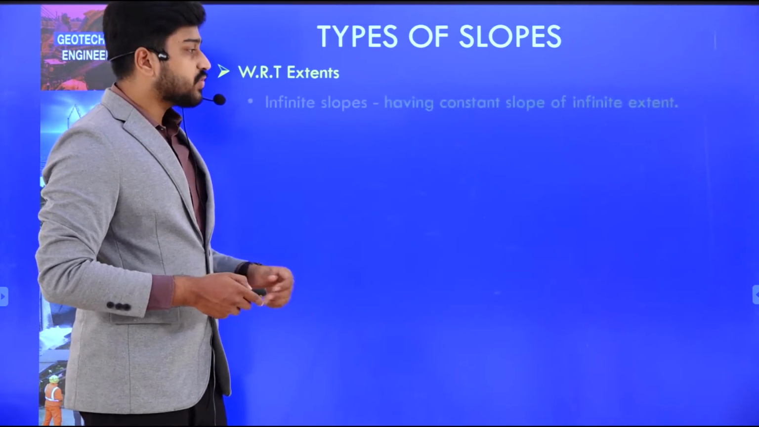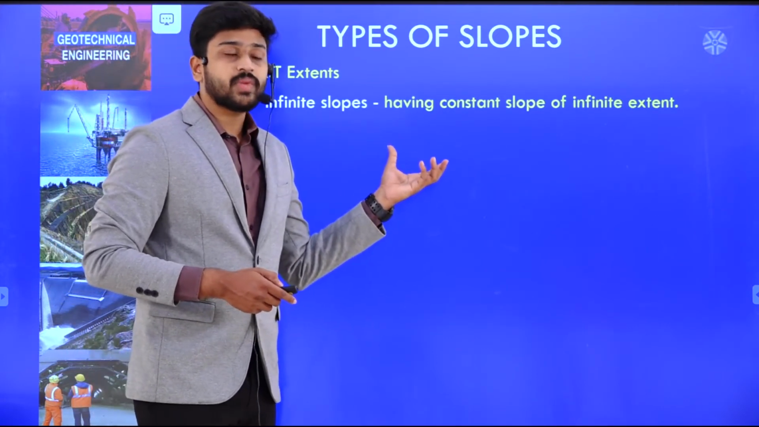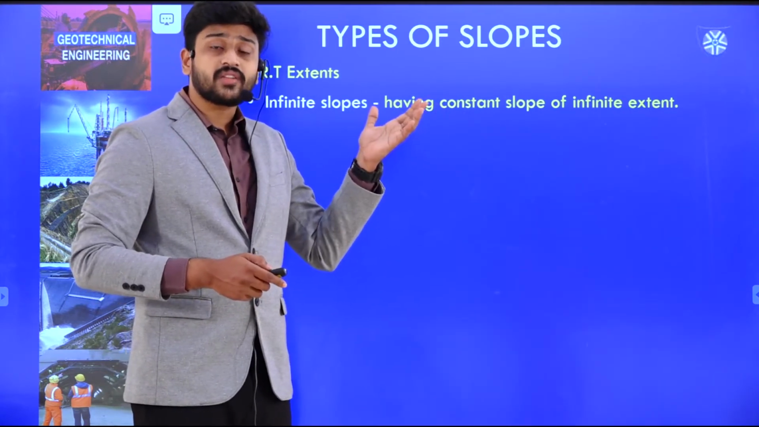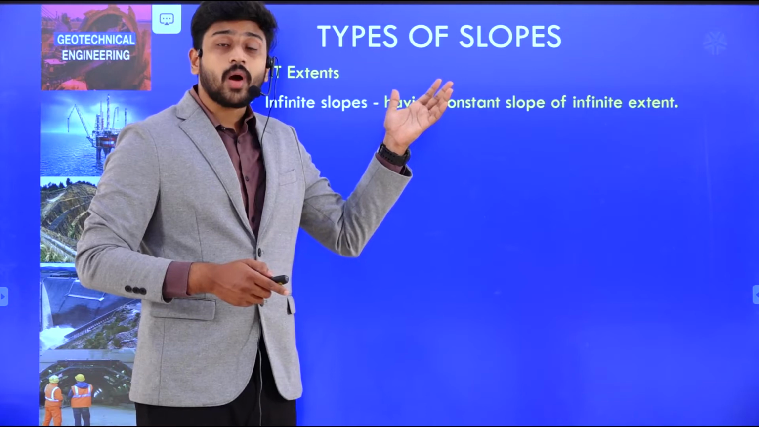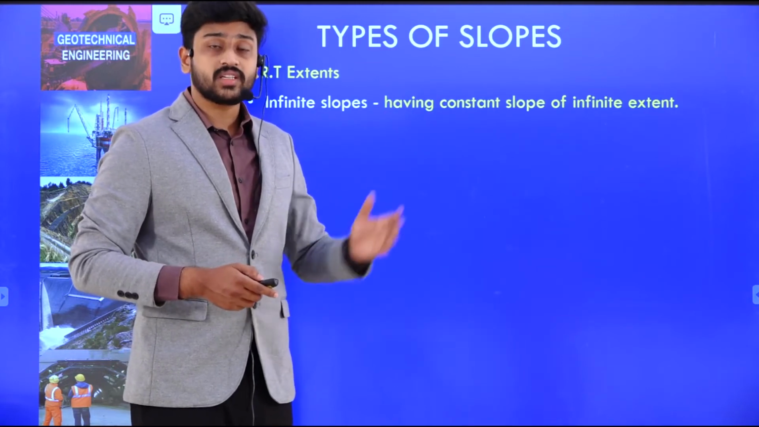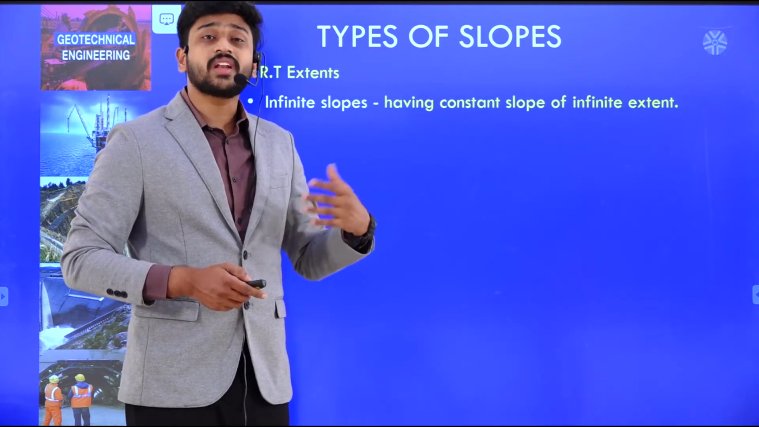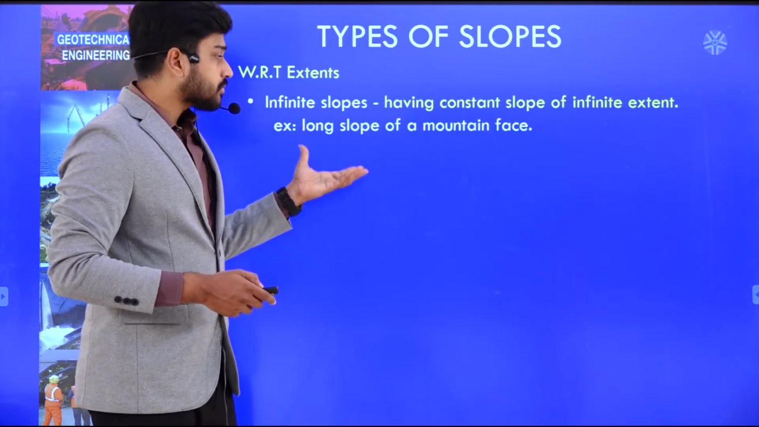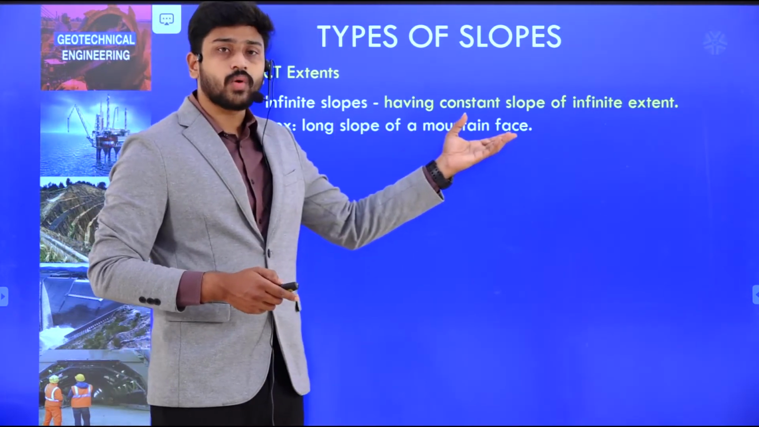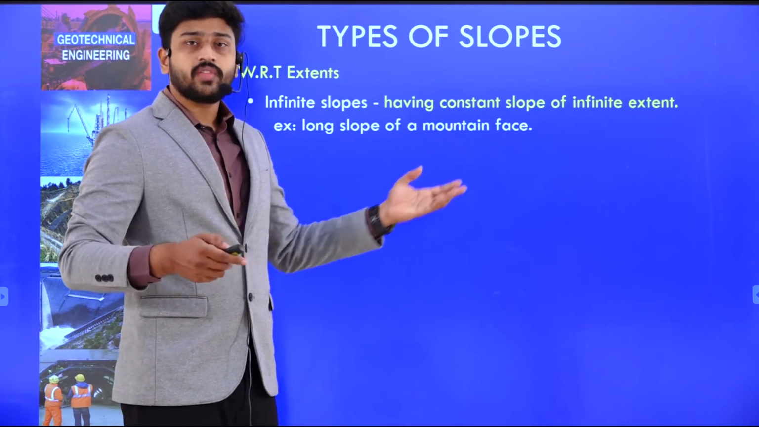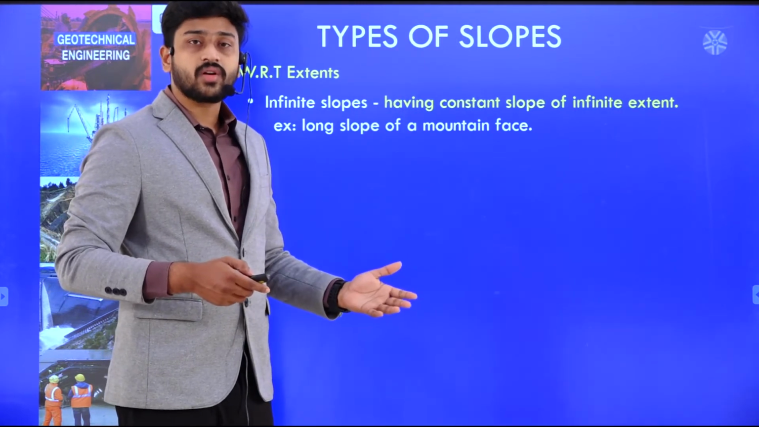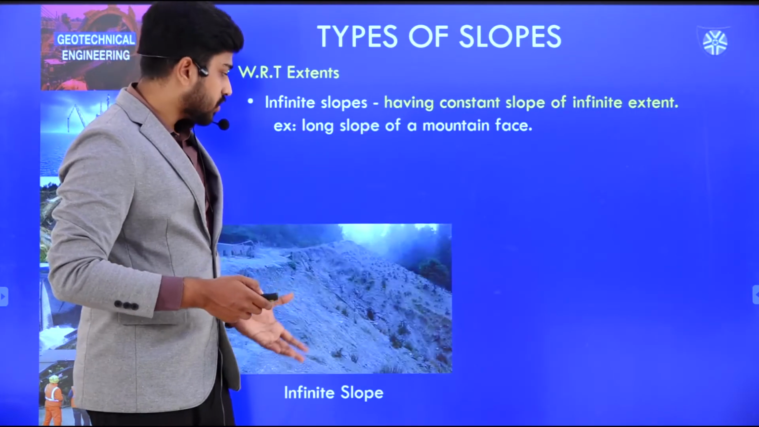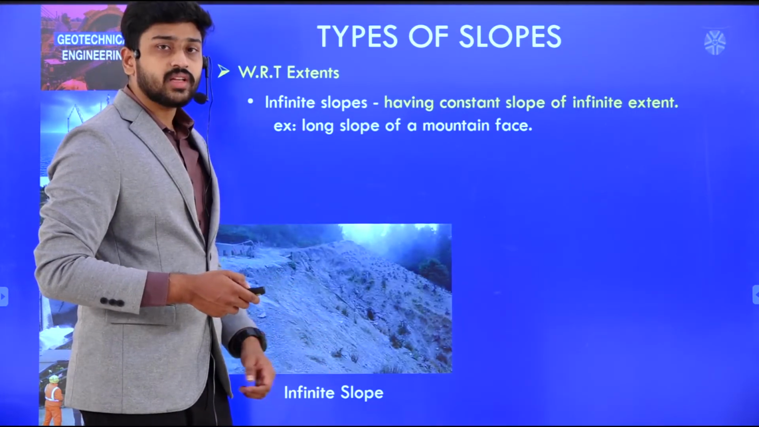This will be the infinite slope. That means if any particular surface or slope has a constant slope up to an infinite length, then it can be termed an infinite slope. A long slope of a mountain surface, for example our Himalayas, having a constant slope angle can be termed an infinite slope. You may observe this as one example of an infinite slope.